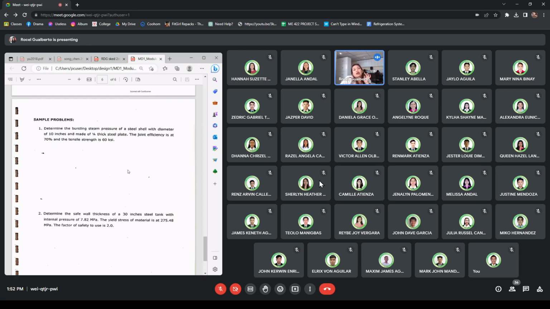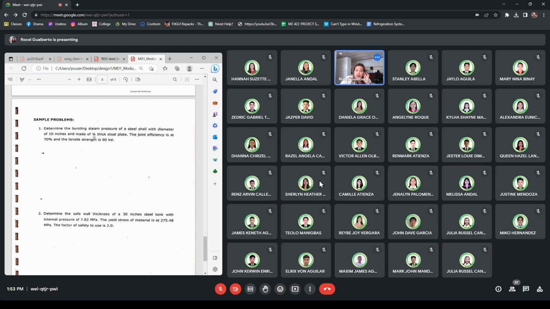Okay, first one. Sample problem 1. You determine the bursting steam pressure of a steel shell with diameter of 10 inches and made of 1/4 thick steel plate. Joint efficiency is at 70% and the tensile strength is 60 KSI. Okay? So this is steel shell, meaning this is a spherical vessel. You are given the diameter here. This is the inside diameter. And this one is the thickness of the steel plate.